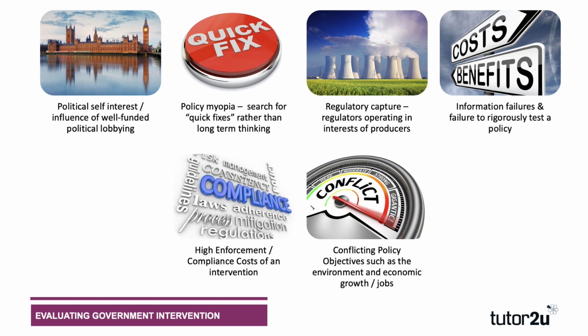But government failure can happen in all kinds of different ways. Policy can be set and influenced by well-funded lobbying groups. Governments searching for short-term quick fixes may suffer from policy myopia. The regulators appointed to act on the government's behalf may be captured by, again, lobbied, well-funded corporations. The government might introduce a policy without doing a cost-benefit analysis. That can be a cause of government failure. Or the policy might have very high enforcement and compliance costs, or conflict with other objectives of policy.